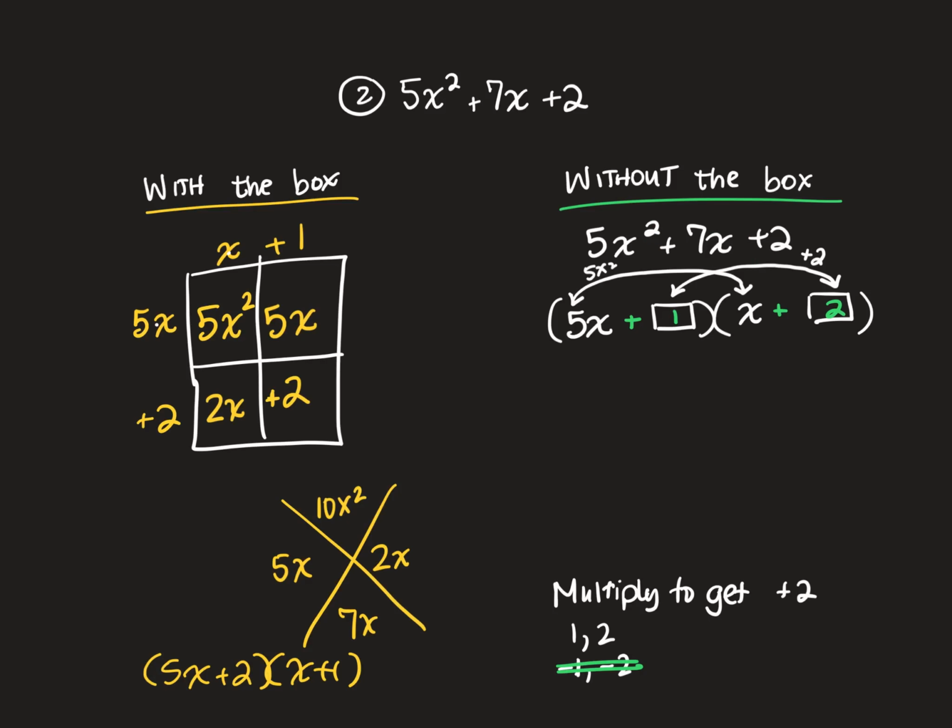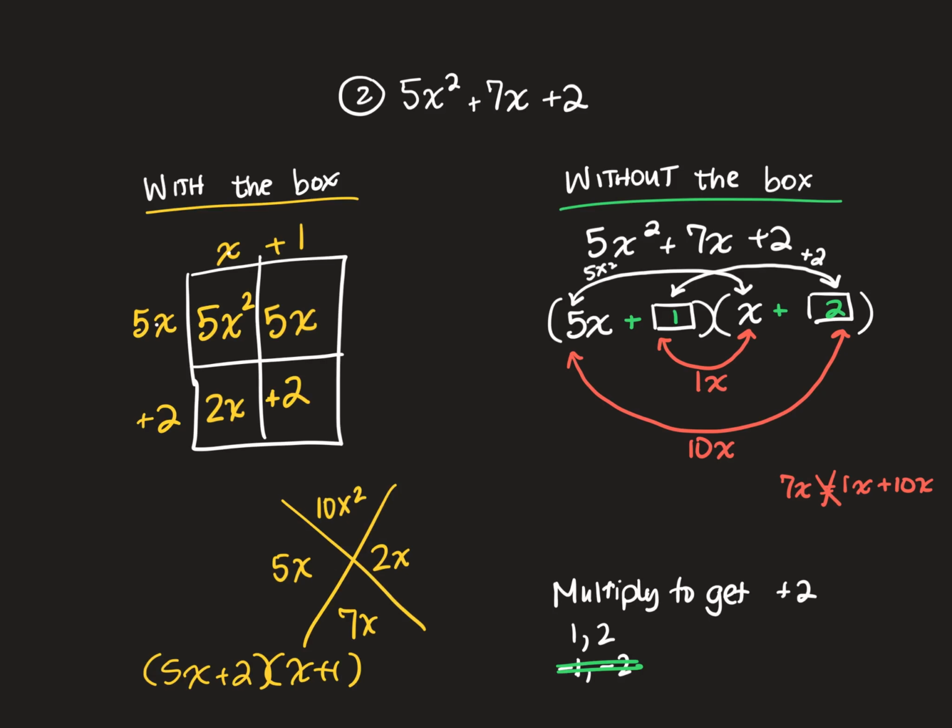Okay, so I'm going to check that by doing my outside terms, multiplying them together, my inside terms, multiplying them together, and then checking what I have. So when I do 5x times 2, I'm going to get 10x. And when I do 1 times x, I'm going to get 1x. If I add those together, 1x plus 10x, is that 7x? No. So I know that this is not the correct way to factor this.